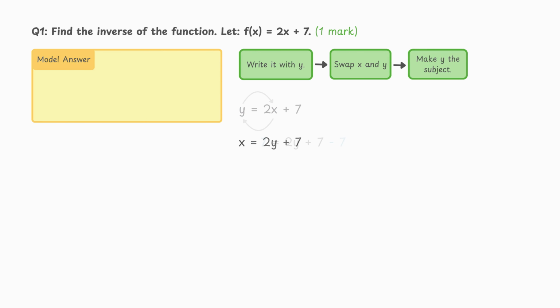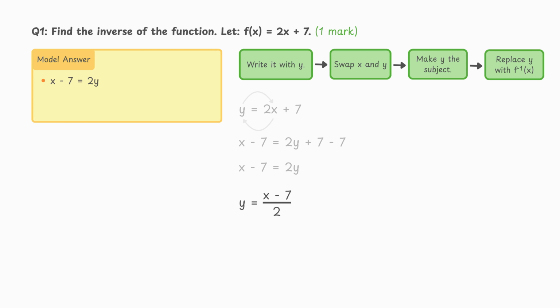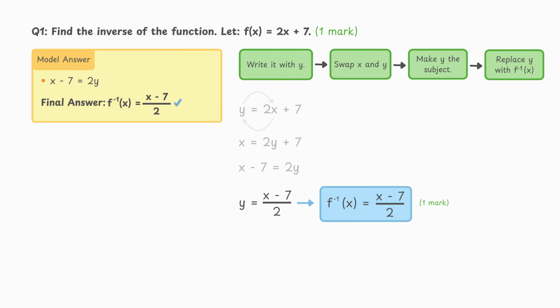Next, make y the subject. Subtract 7 from both sides to get x minus 7 equals 2y. Then divide by 2. It gives y equals (x minus 7) over 2. Finally, replace y with f inverse of x. Our inverse function is f inverse of x equals (x minus 7) over 2.